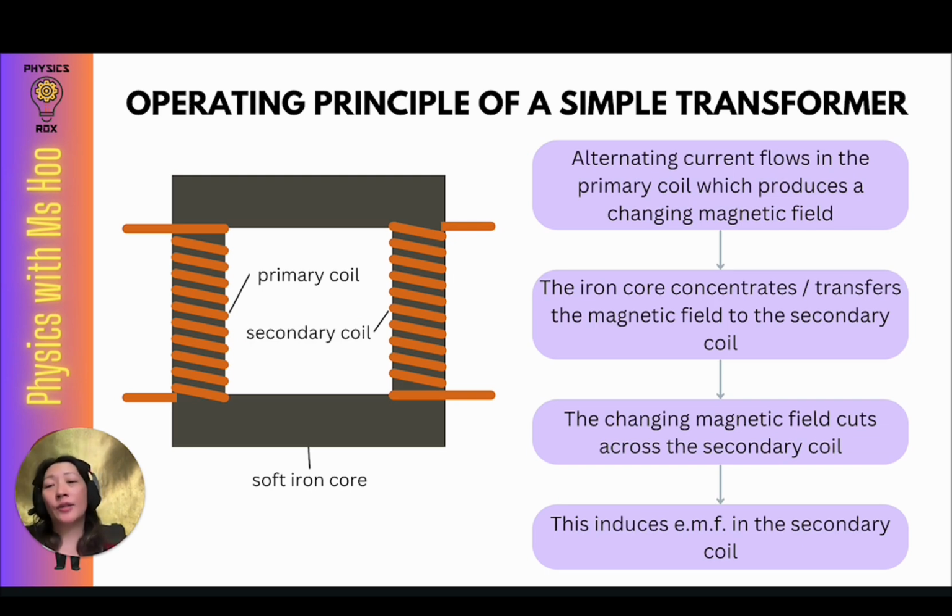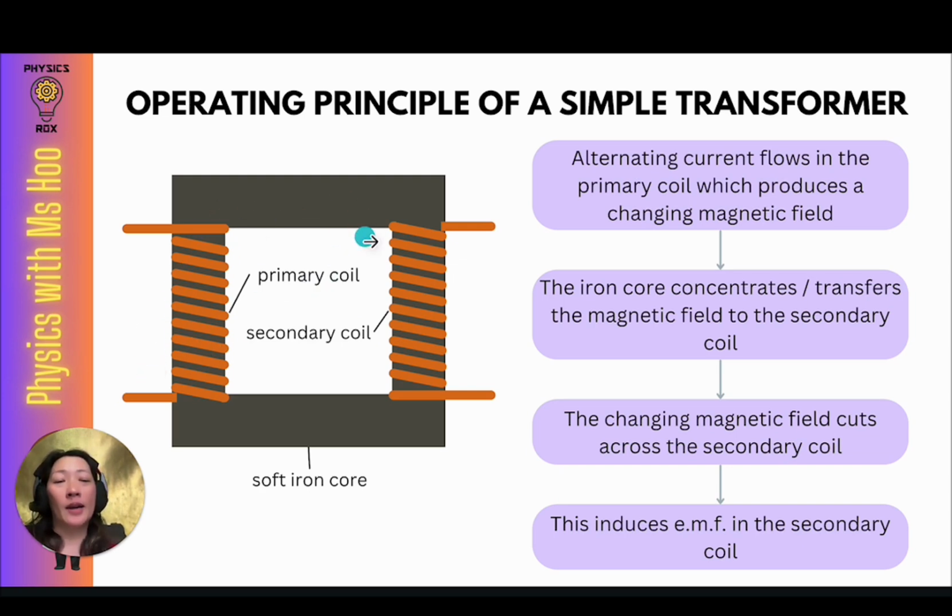If you were asked to describe or explain the operating principle, think about the logical process. That means you start from the beginning and step by step explain what happens next. So the first thing you need to talk about is, of course, what's happening in the primary coil. Alternating current flows in the primary coil, which produces a changing magnetic field.